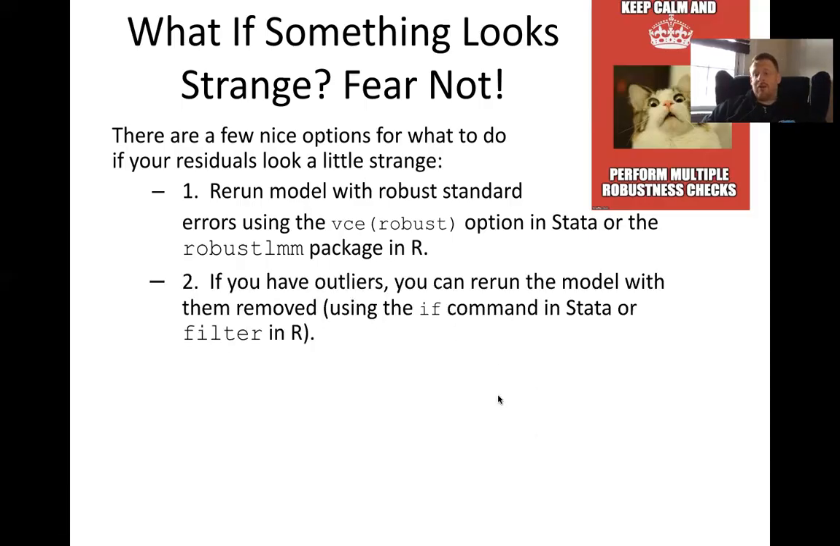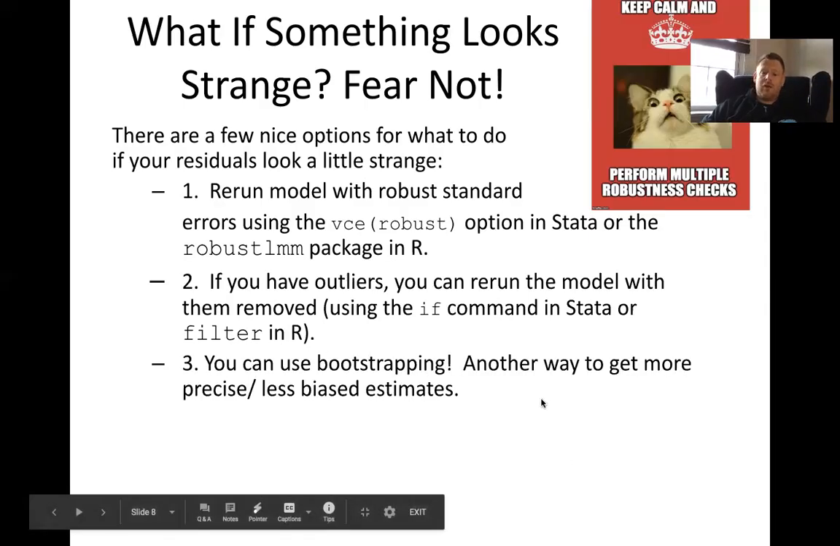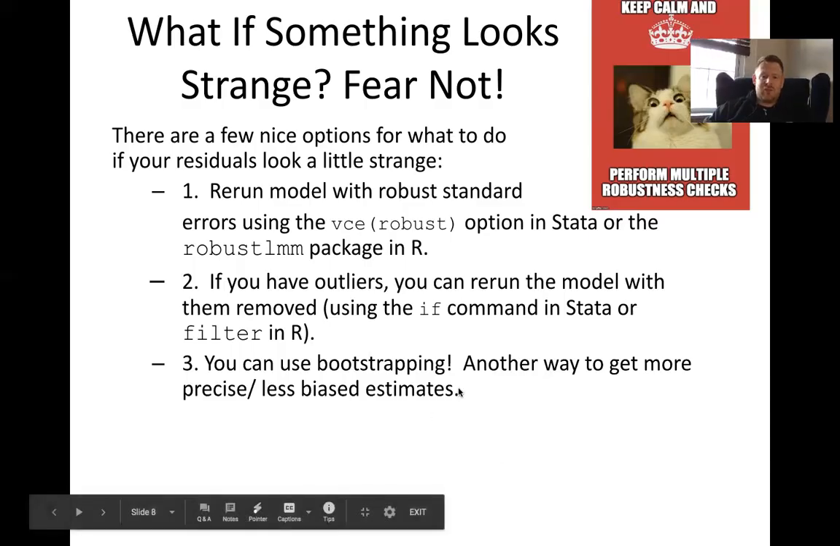If you have outliers, you might consider dropping those observations and rerunning your model. You can do that with the if command in Stata, or you can filter those observations out in R and then rerun your model. You can also use bootstrapping. We don't talk a lot about bootstrapping in this course. I do cover it in my multivariate statistics course. This is a sample replacement approach, which tends to remove bias from our standard errors. It's a great approach, very easy to implement. That can be another way to deal with violations of assumption.